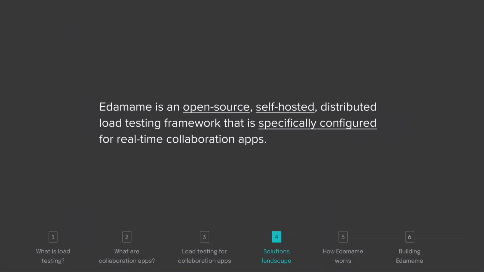So introducing Edamame. Edamame is an open source, self-hosted distributed load testing framework that is specifically configured for real-time collaboration apps. We believe Edamame is a competitive plug-and-play solution for self-hosted distributed load testing when it comes to these messaging, whiteboarding, and productivity tools.